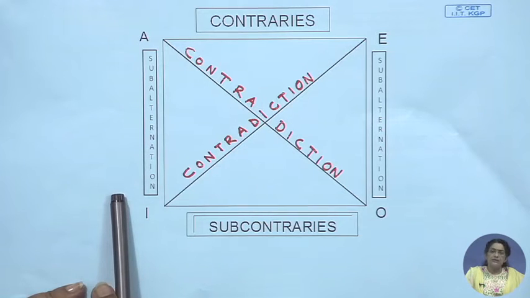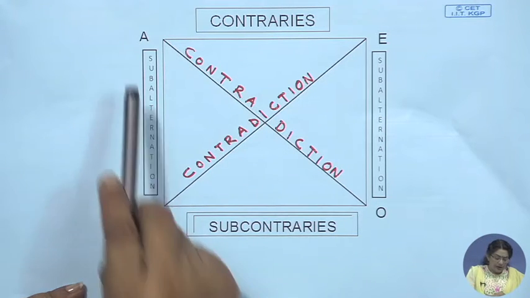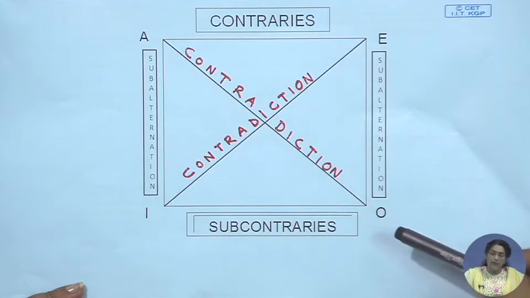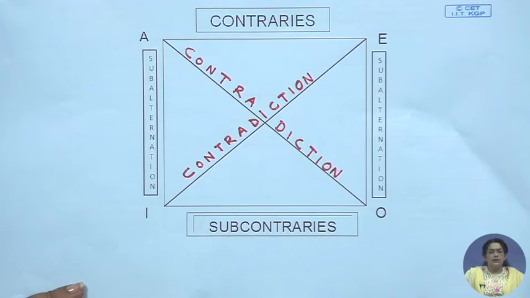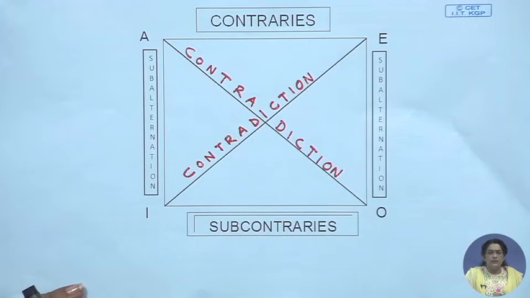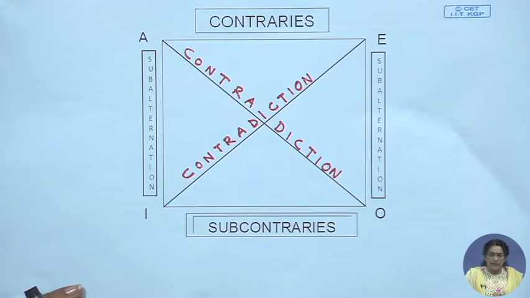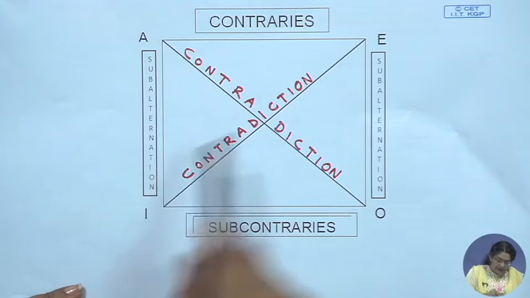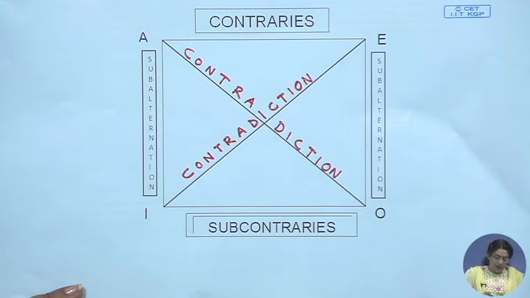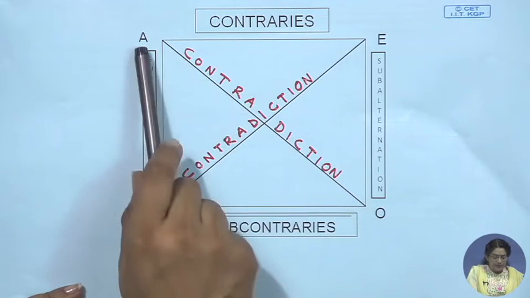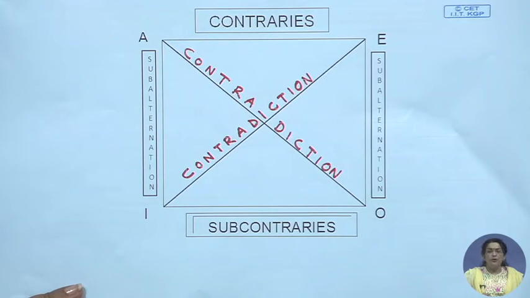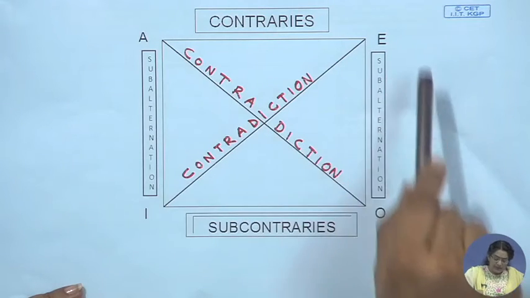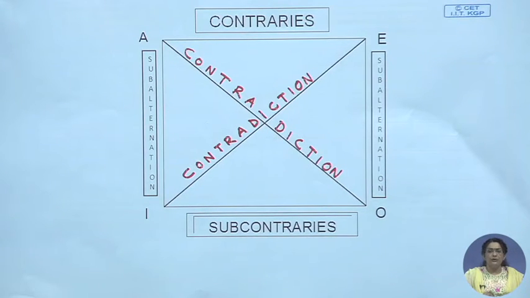Now, let us take a look at the side of the square. You have A and I, E and O. The relationship that flows on the sides is called subalternation. All right. So, this is between these two pairs, and then inside, as you can see, between A and O and E and I, the relationship is called contradiction. Okay. So, this is the picture, this is what we would call the traditional square of opposition.